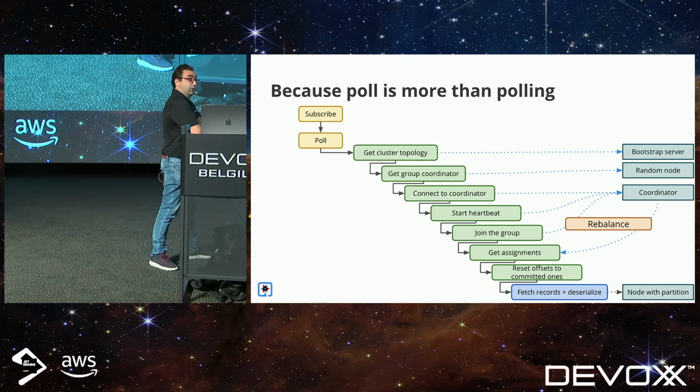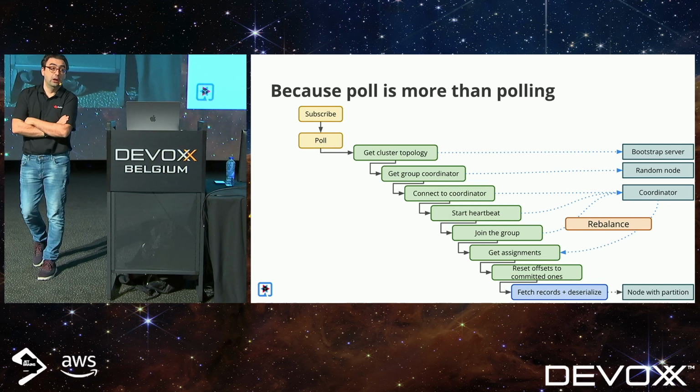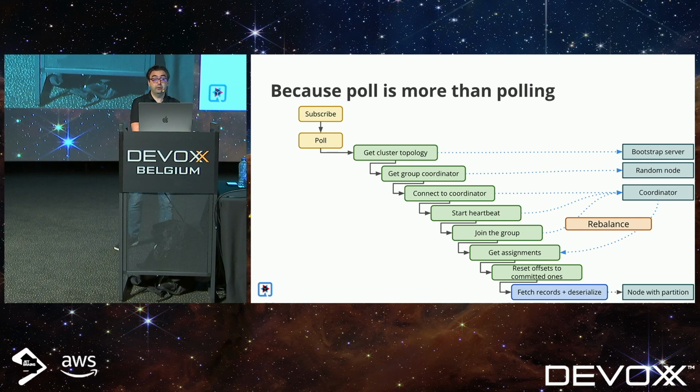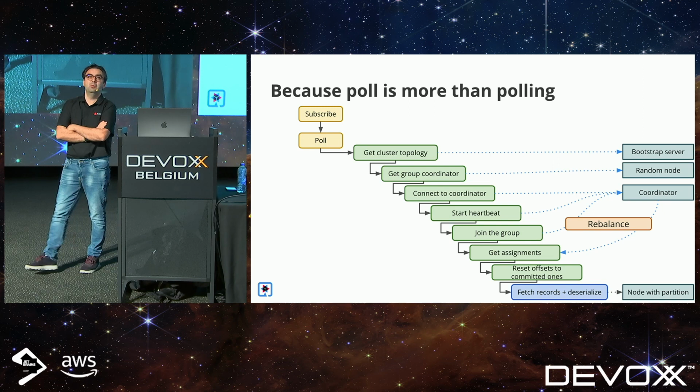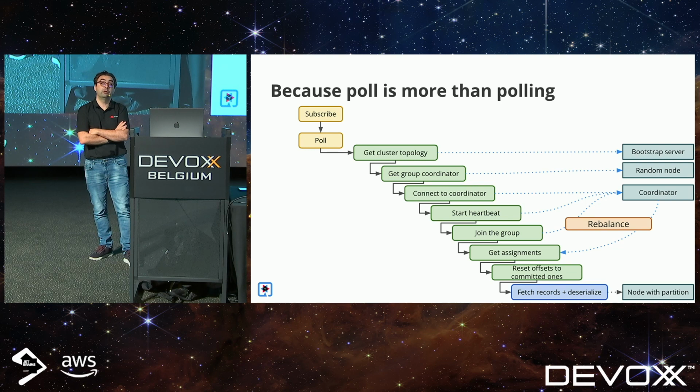Then, your consumers belong to a group. You cannot poll without belonging to a group. So you belong to a group, so you need to find the group coordinator. To find the group coordinator, you are going to ask a random node of your cluster, might not be the bootstrap server, any node will have this info, and say, hey, can you tell me who is responsible for my group? So you will get that data, and then you will need to connect with the coordinator. This will be 3 round trips, with potentially 3 different machines in 3 different zones.